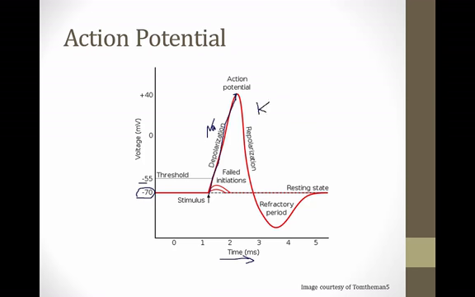Once as much sodium is rushed in as can, the sodium channels will close, and then potassium will begin to leave the cell, and that will bring the voltage back down. And it's also very high yield to remember that potassium is what brings the voltage back down. It will go through a brief refractory period where the neuron cannot depolarize, and then it will return to the resting state. And this is all very, very quick. You can see the whole process here just takes a few fractions of a second.